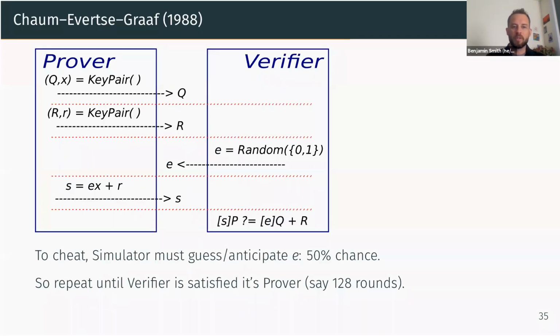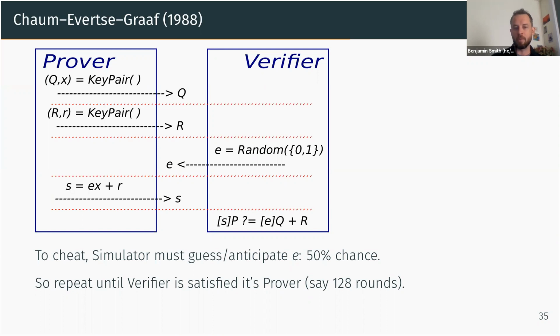So what you do is you just do heads or tails. And this is Chaum, Evertse and Graaf that show this. So you choose a value E after the prover publishes R, after they commit to R. Then you decide whether you're going to ask for little r or s. The prover responds accordingly, and you check accordingly.